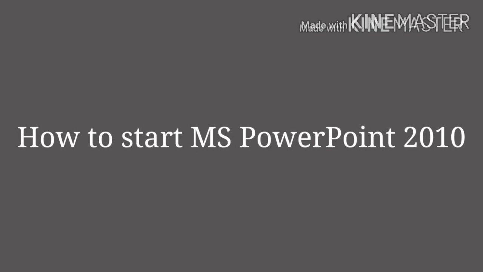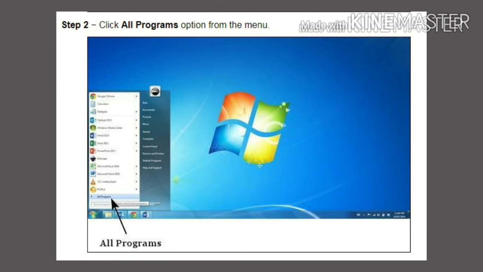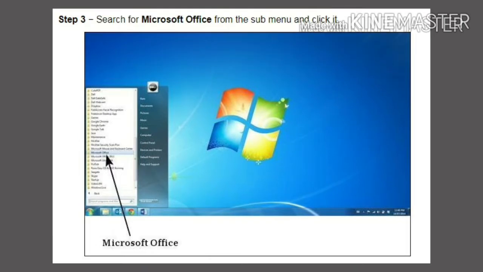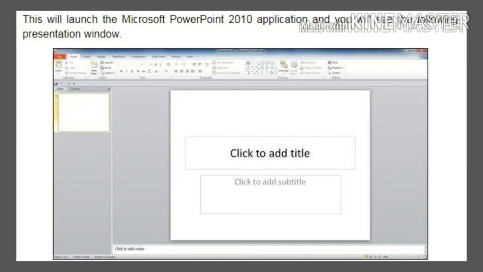Children, let's start our Microsoft PowerPoint 2010. First you have to click on Start button, then click on All Programs, then click on Microsoft Office 2010 and the fourth step, click on Microsoft PowerPoint 2010. And this is the program window of Microsoft PowerPoint 2010. Here you can see different tools and let's see the function of each tool.